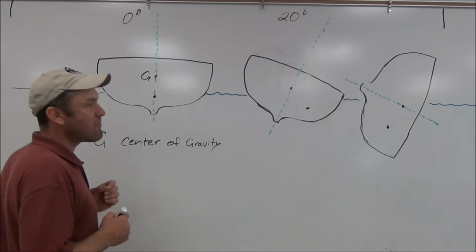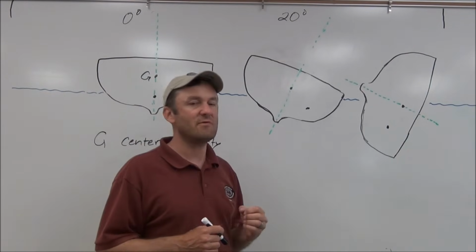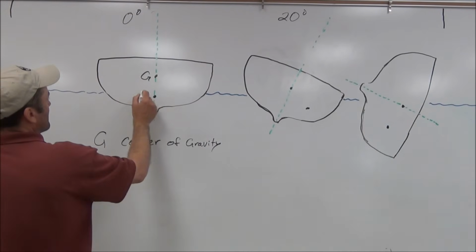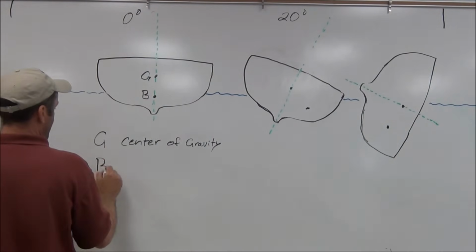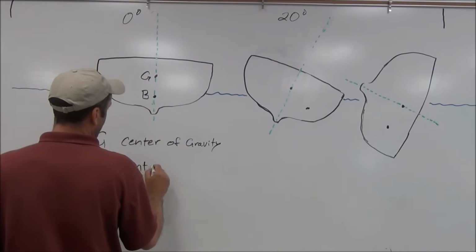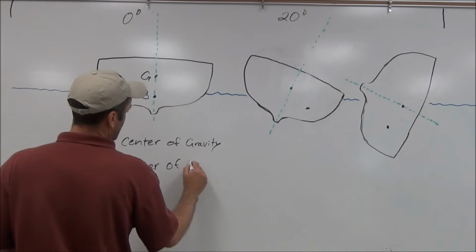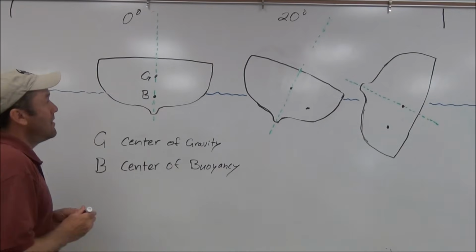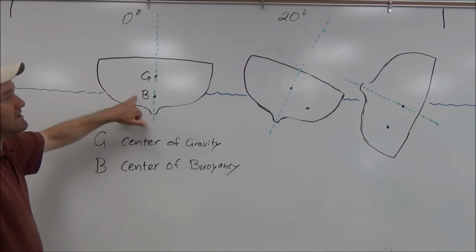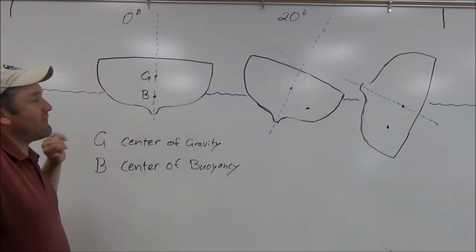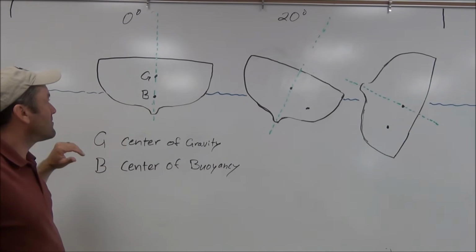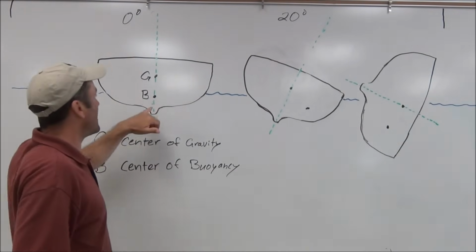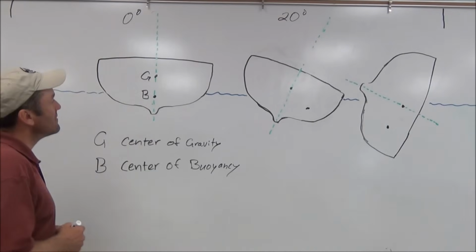So now another reference point that we have to keep in mind is what we call the center of buoyancy. So we'll label on this vessel B. So B is the center of buoyancy. The center of buoyancy is the point through which the upward force of buoyancy acts. It's kind of the balance point of that force.